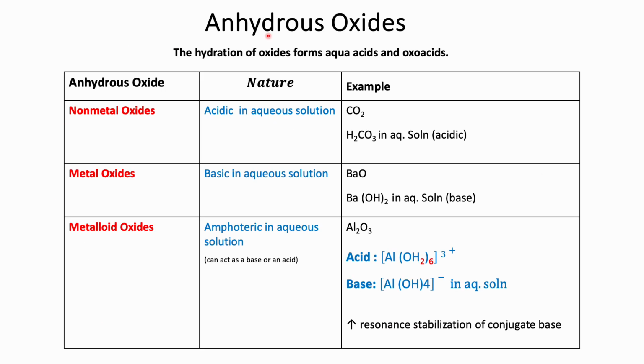Alright, so okay, andito na tayo kay anhydrous oxide. Okay, dehydration of your oxide forms aqua acids and oxo acid. That's the reason why if you add water on your oxide, na, okay, you would form your aqua acids and oxo acid pabalik. Okay, so this is why kasali siya sa acid and bases na sa Bronsted acid. Okay, so your anhydrous oxide is composed of three. You have your non-metal oxide, metal oxides, and your metalloid oxide.